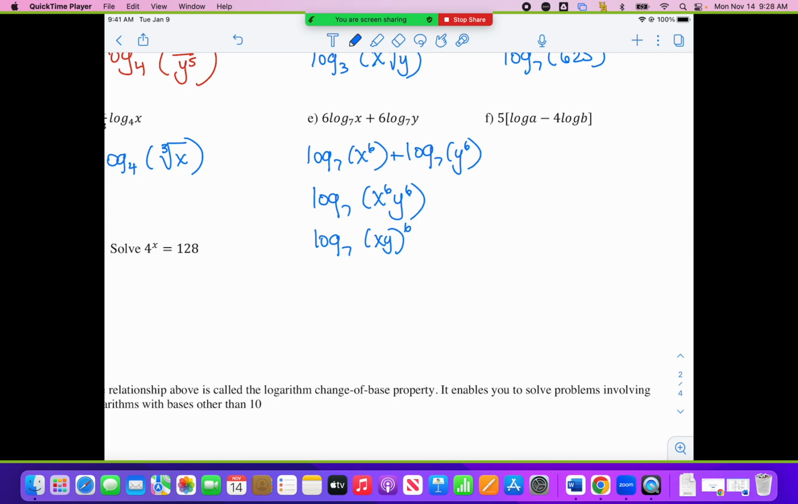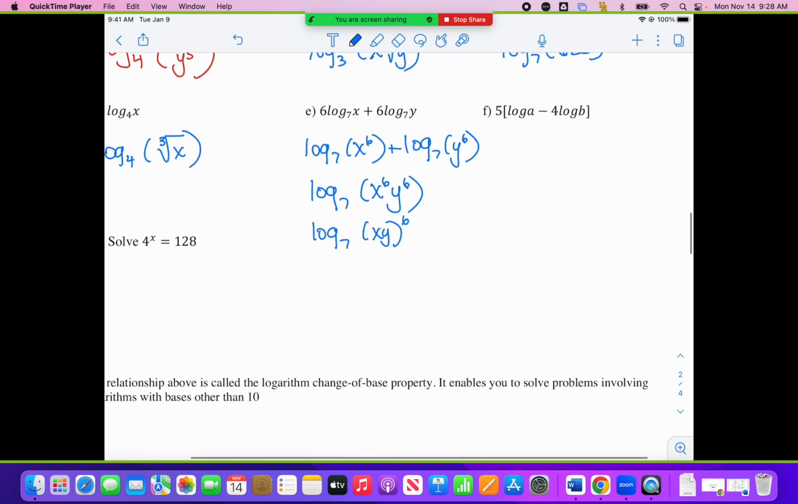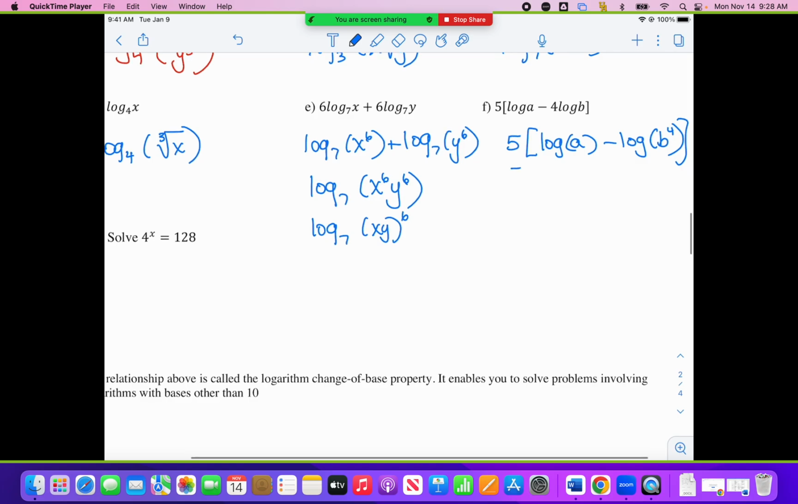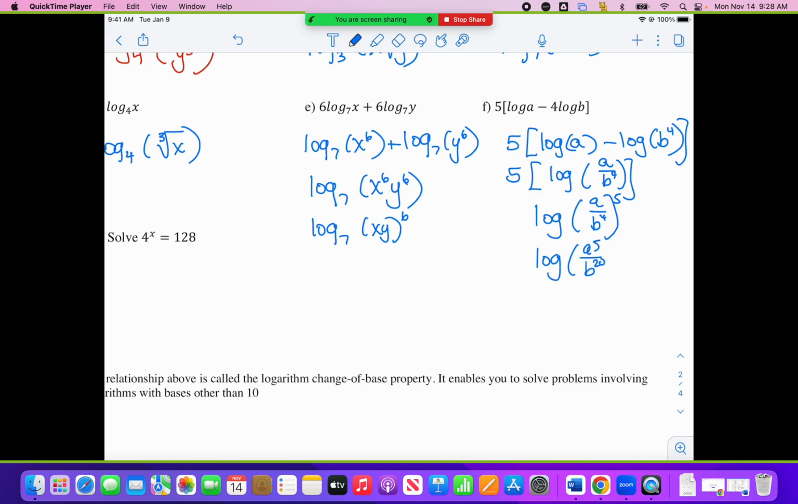In letter F, there's a couple different ways you could do this one. We should end up really with the same answer regardless of which way you take this. So if I do this as the log of a over b to the 4th, now I can bring that power up. So you get log a to the 5th, b to the 20th. You should still get the same thing if you distributed first. You'll still get the same final answer.